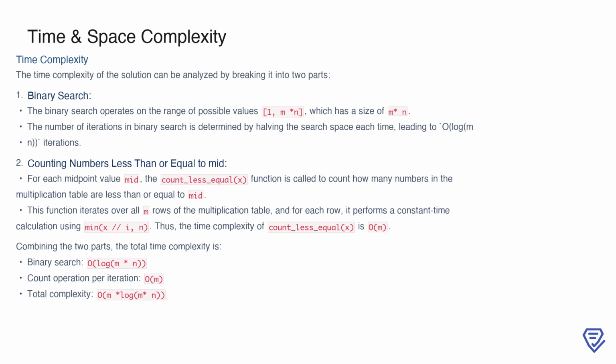Next, for each midpoint value during the binary search, there's a need to count how many numbers in the multiplication table are less than or equal to that midpoint. This is handled by the count_less_equal function, which processes each of the m rows in the table. For each row, it calculates the count of valid values using a simple formula, mid divided by the row number, capped at n. This calculation is constant time per row, so counting across all rows has a complexity of O(m). Combining these two parts, the binary search with O(log(m*n)) iterations and the counting function with O(m) complexity per iteration, the overall time complexity becomes O(m*log(m*n)).